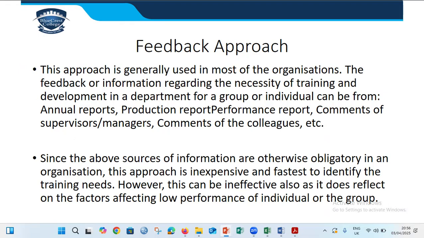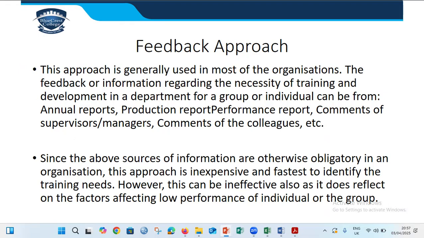Could be from your boss, subordinates, from your peers, from an annual report, from a financial report, from any of these sources that give feedback on an action that has been done. Since the above sources of information are otherwise obligatory in an organization, it means that whether they are looking for a training need or not, these reports will be produced anyway. You realize that the feedback approach is not expensive. So this approach is inexpensive and the fastest way to identify the training needs.